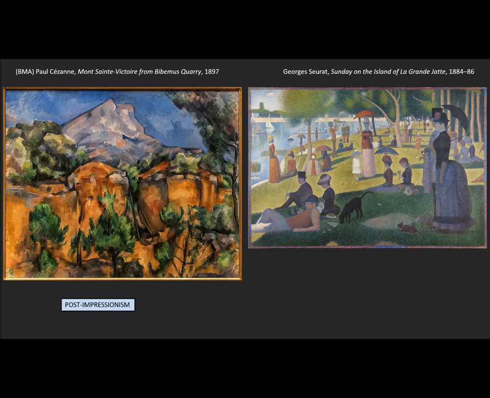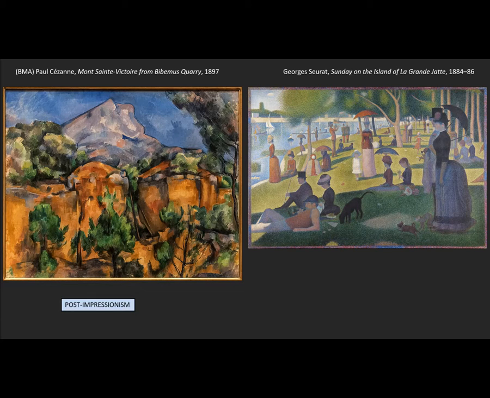So, Post-Impressionism. The plan for today is that we'll finish up Post-Impressionism and then we'll talk about the exam, right? So the last 15 minutes or so of class, we'll talk about the exam. We left off talking about Cézanne, but we were talking about the movement that historians now call Post-Impressionism, right?